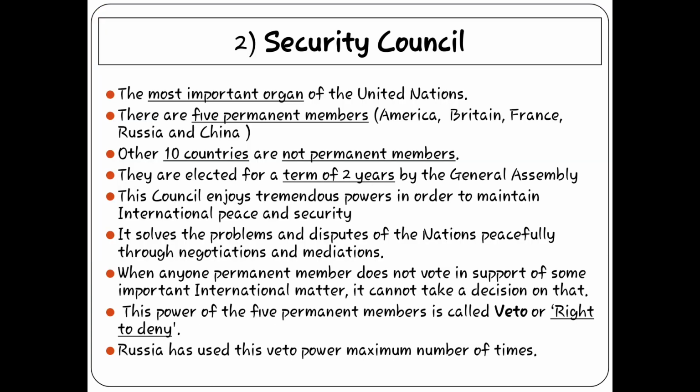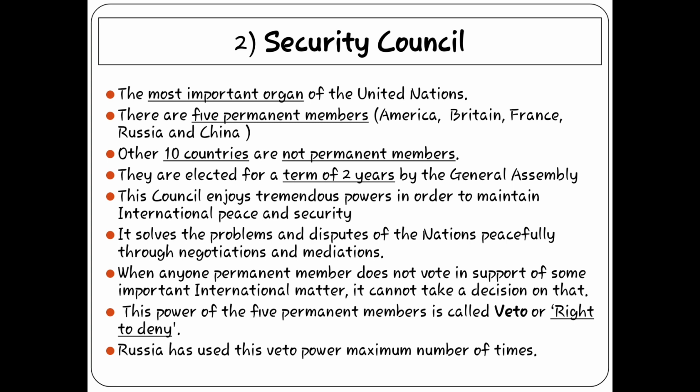Second one is the Security Council. This is the most important organ of United Nations. There are 5 permanent members in the Security Council, that is America, Britain, France, Russia and China. At the same time, there are 10 non-permanent members. This changes every 2 years; these members are elected for a term of 2 years.